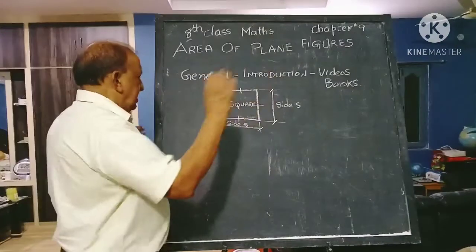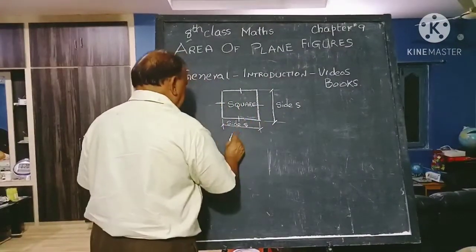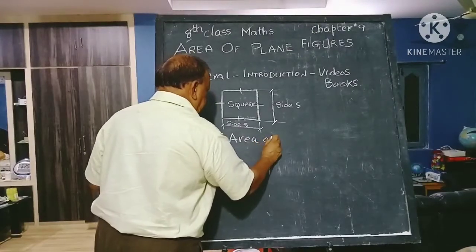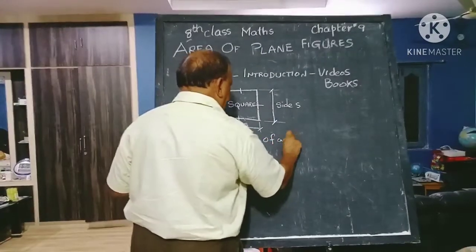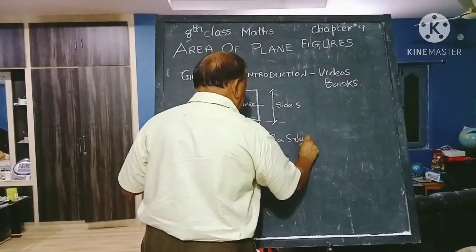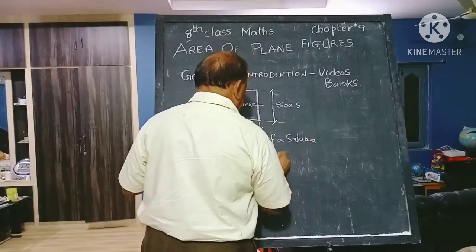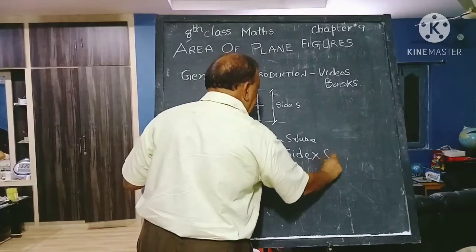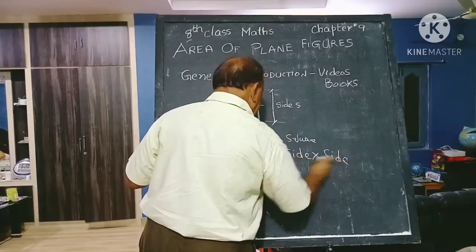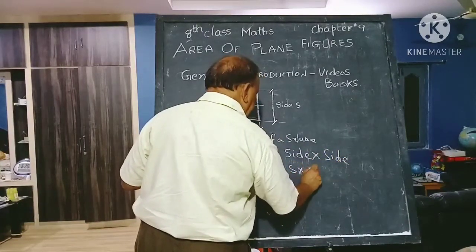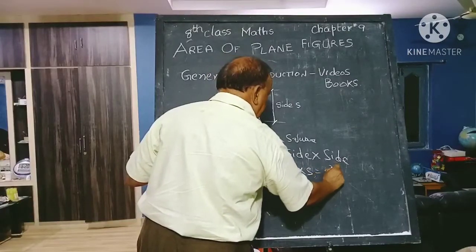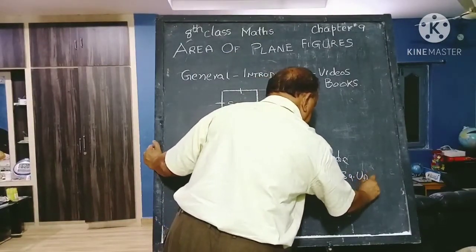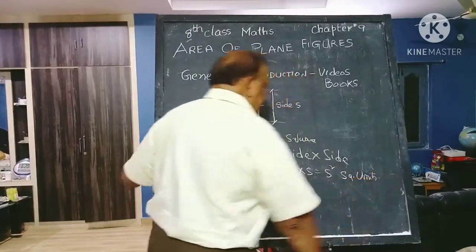Now, let us see the formula for a square. All this you know. Area of a square, S-Q-U-A-R-E, is equal to side into side. So that is equal to S into S. That is equal to S square. We call it square units.